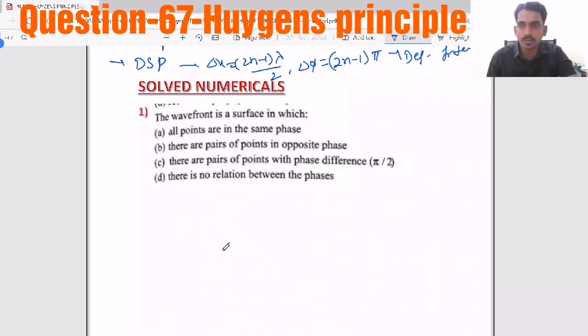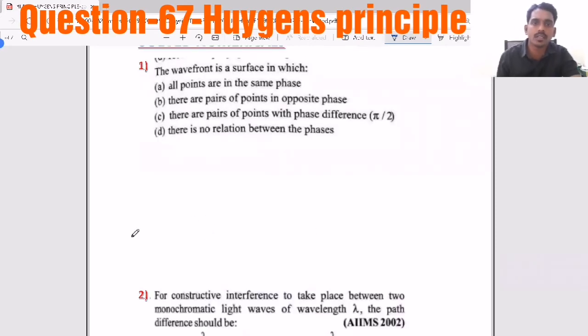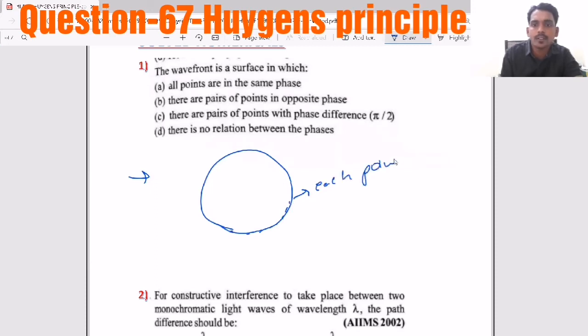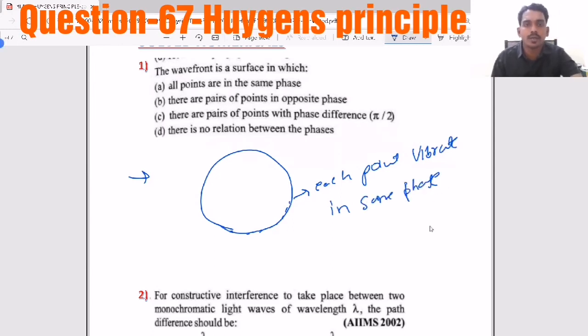Now let's see a few examples based on whatever we have studied. The very first one: the wavefront is a surface in which all points are in the same phase. As I said, wavefront means each and every point vibrates in the same phase, so there is no phase difference. The other options, pairs of points in opposite phase, points with a phase difference, no relation between phases, are wrong. And one more thing you have to remember: each point will act like a source for the next one.